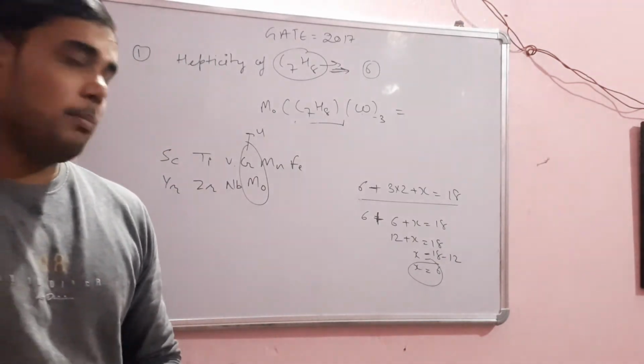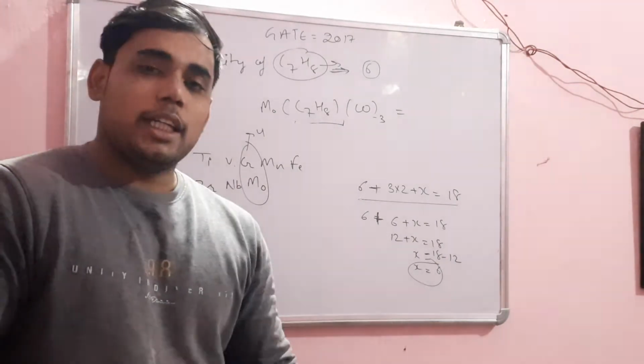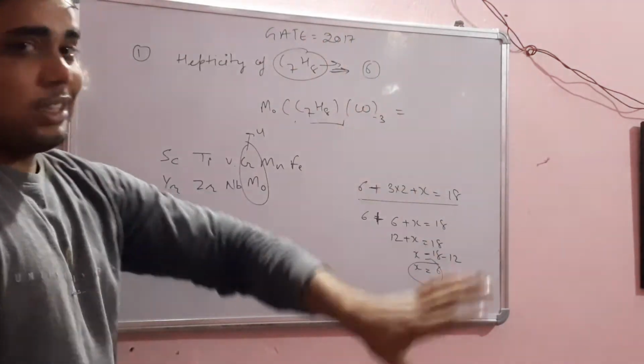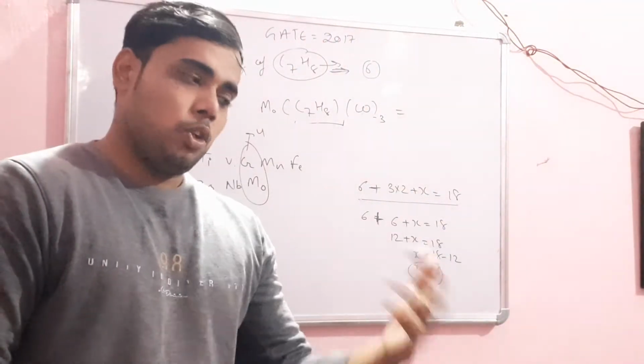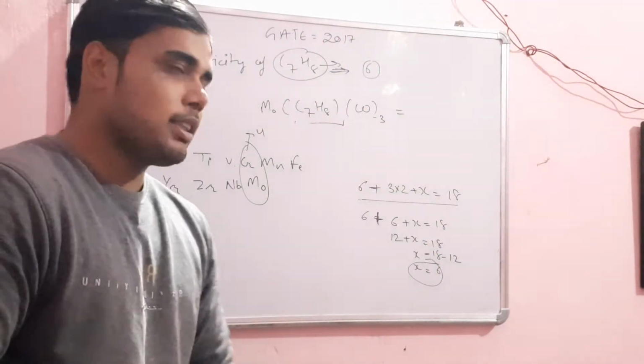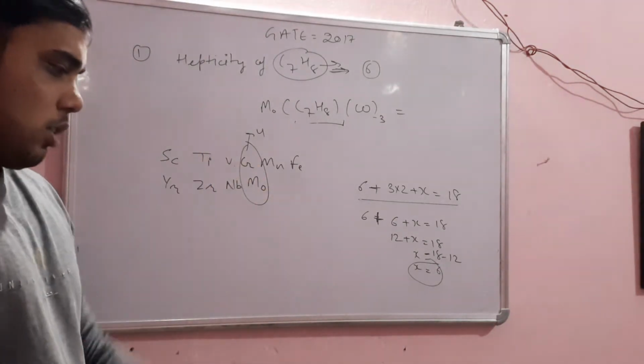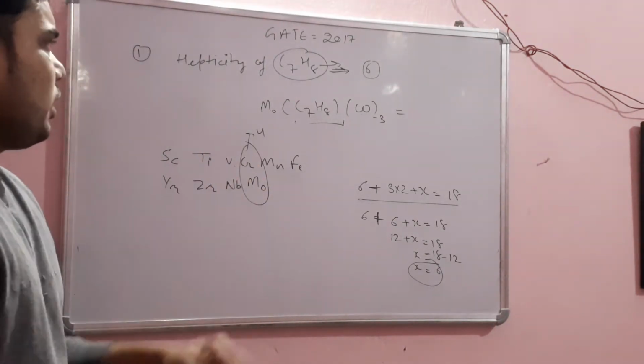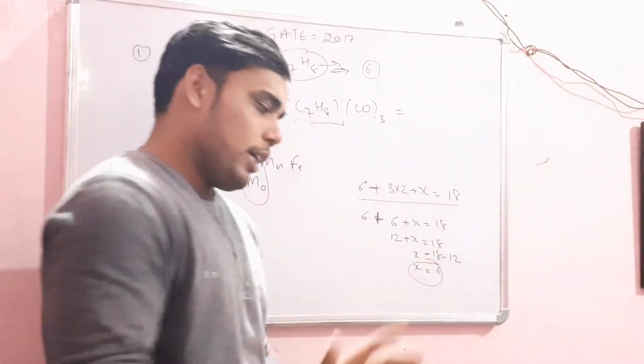So your answer for the hapticity of C7H8 is 6. It's that simple, and this is a NAT type question, so you have to put 6 in your numerical answer type, fill in the blanks, and you will have that answer. It's actually a 2 mark question, and you will get 2 marks for that.